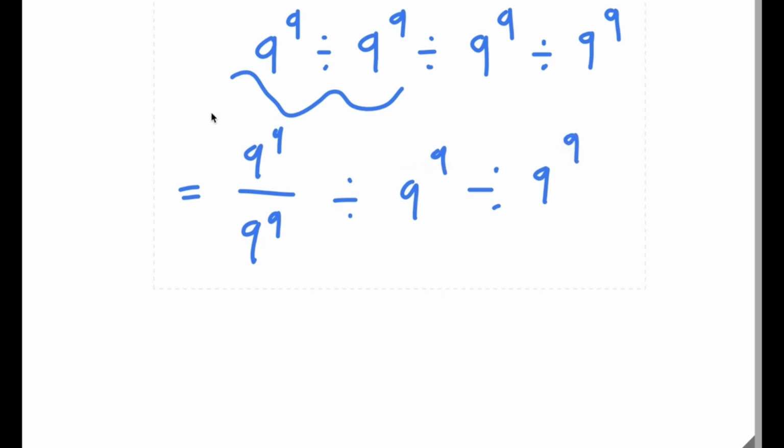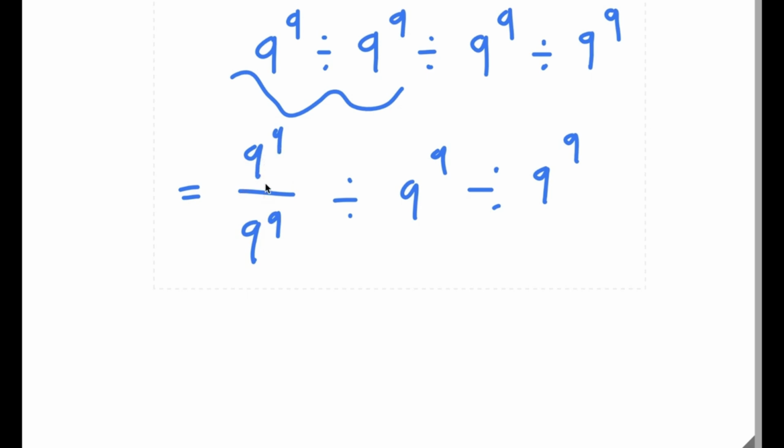Now, remember, we have to go in order because of PEMDAS. So we can't just simply switch these out. We can't just do this divided by these two. We have to go in order. So what comes first is 9 divided by 9 to the power of 9.